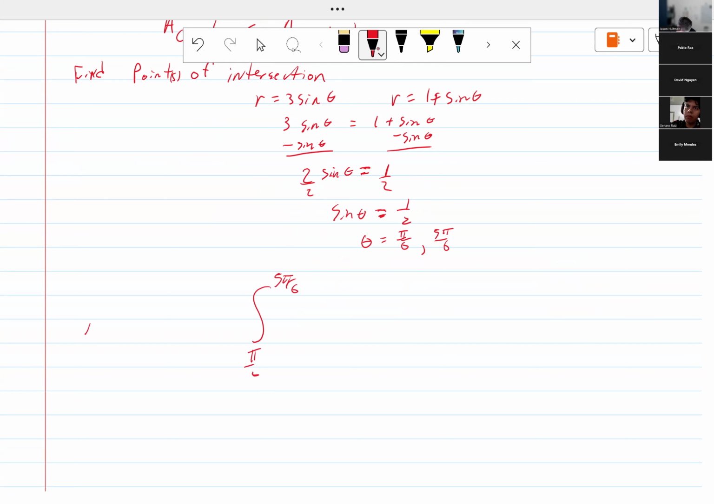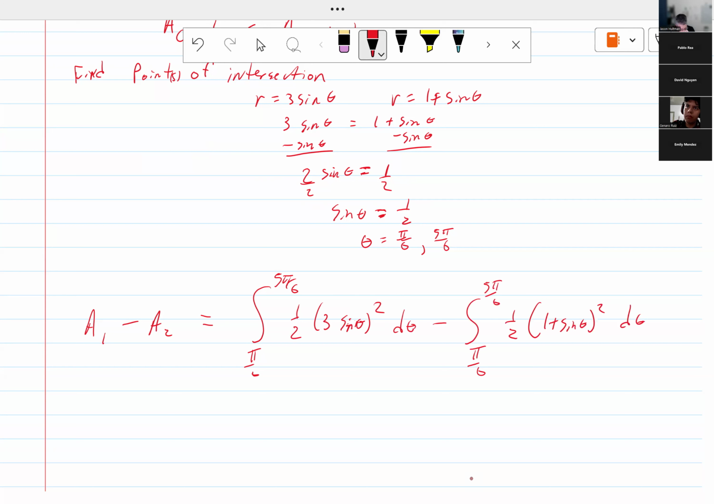Okay, I want area 1 minus area 2. The first area is going to be the area of the circle, which is the integral of 1/2 times (3 sine theta) squared d theta, minus the integral from pi over 6 to 5 pi over 6 of the cardioid, which is 1/2 times (1 plus sine theta) squared d theta.